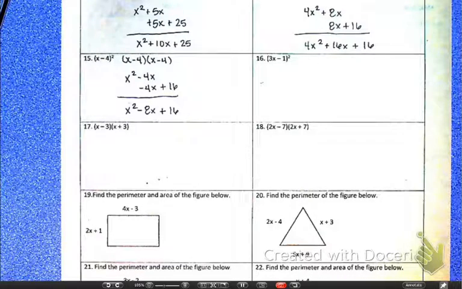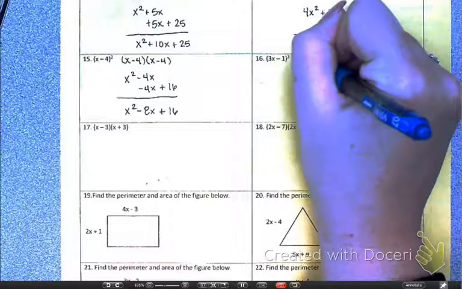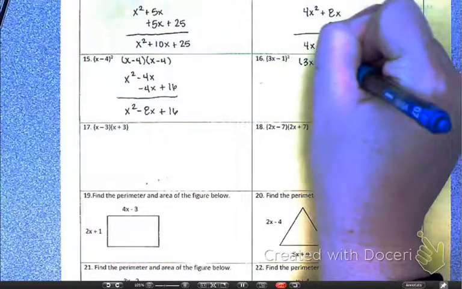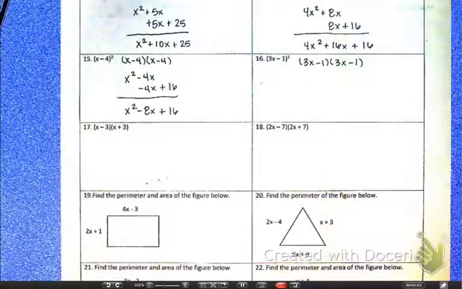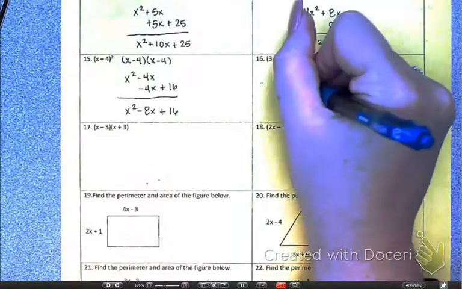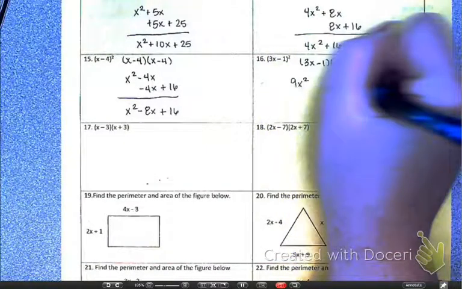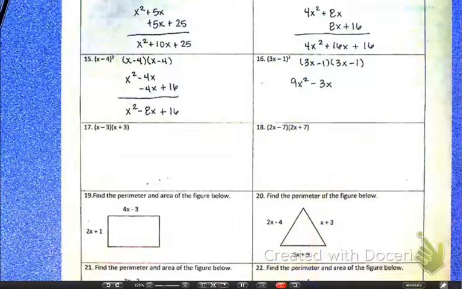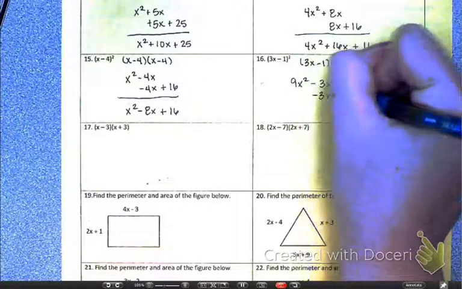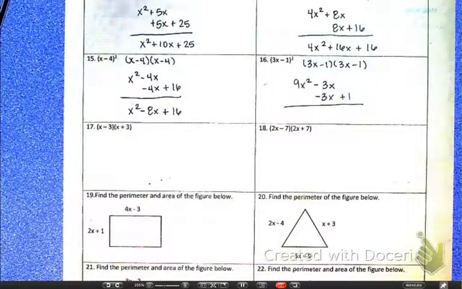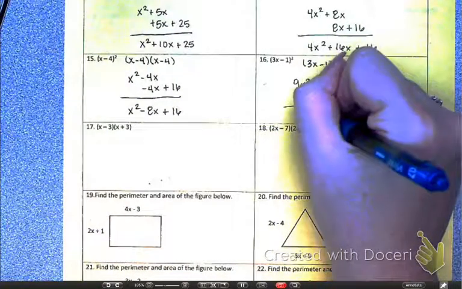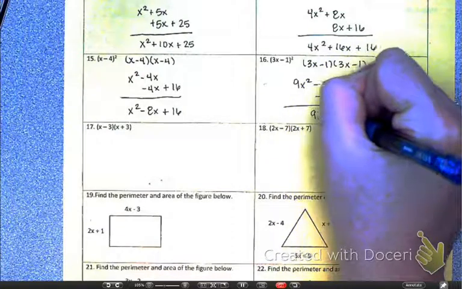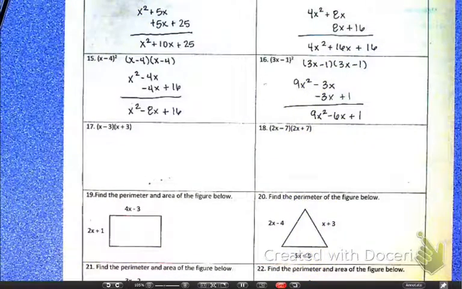Okay. 16, it's the exact same thing. So (3x - 1)(3x - 1). When I distribute, I get 9x squared minus 3x, a minus 3x, and a plus 1. Or 9x squared minus 6x plus 1 as my final answer.